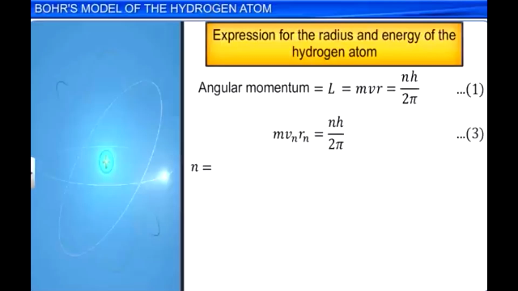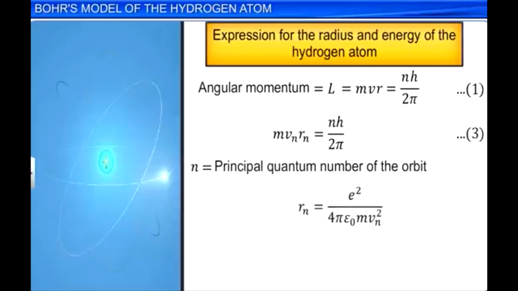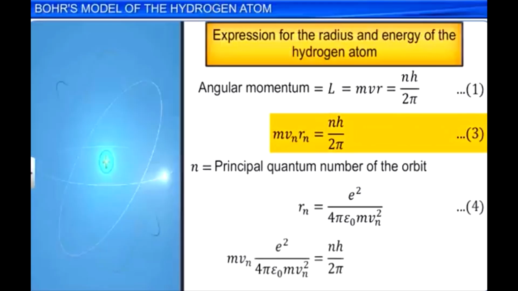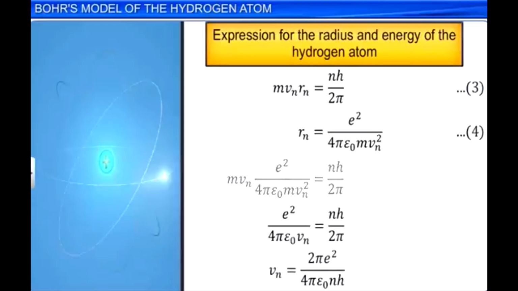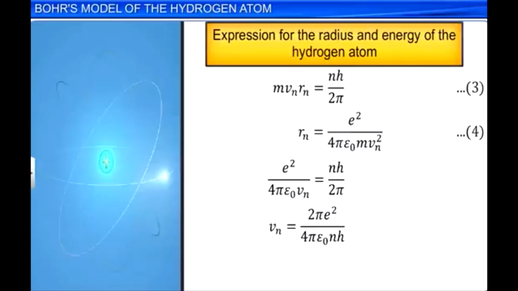We have learned that the relation between the radius r of the electron orbit and its corresponding velocity v is given by R_n is equal to e square by 4 pi epsilon naught m v_n square. Let this be equation 4. Substituting the value of R_n in equation 3 and simplifying, we have V_n is equal to e square by 2 epsilon naught nh. Let this be equation 5.